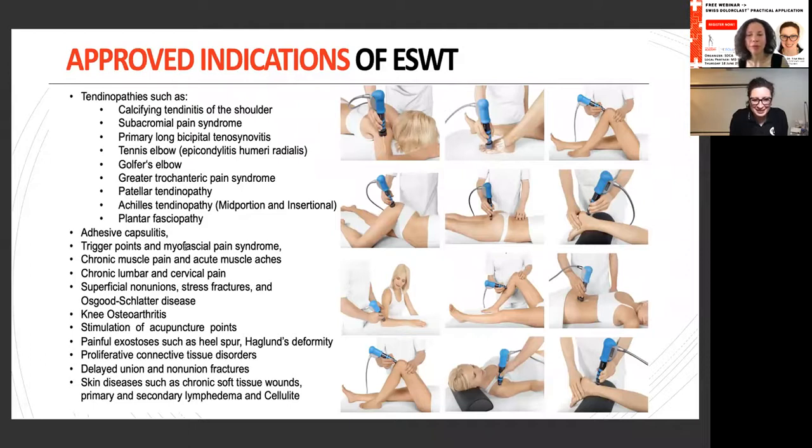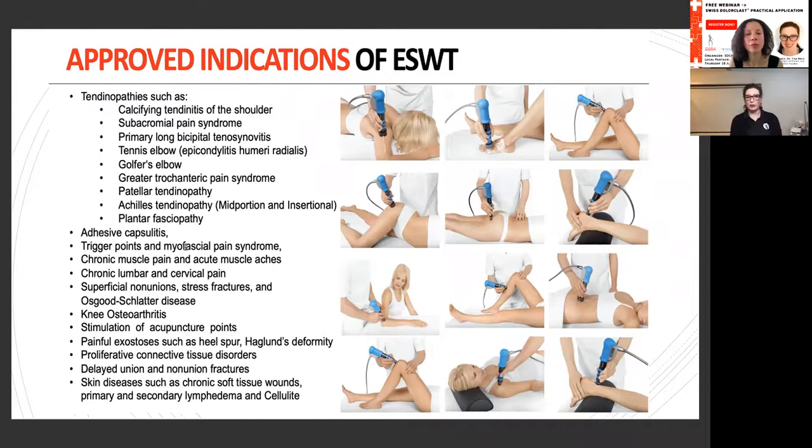proliferative disorders, delayed union and non-union fractures, and skin diseases such as chronic soft tissue wounds, primary and secondary lymphedema and cellulite. So there are studies to support all these indications. We're not going to discuss all of them today, but just so you have a better understanding of the amount of things you can actually treat using shockwave.